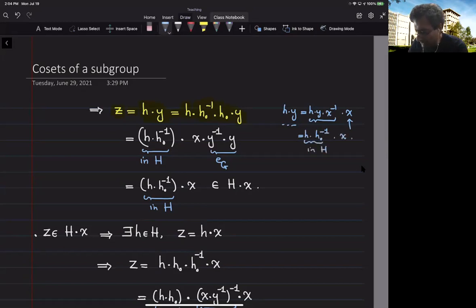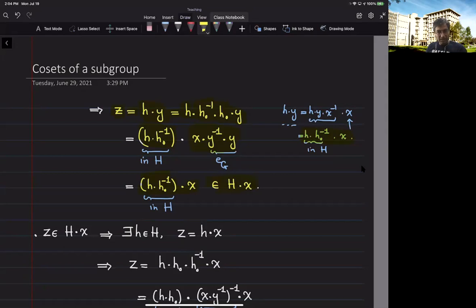Now here is an alternative way that I have written over here. I'm simply multiplying by h naught inverse and canceling it out. h naught is x times y inverse. This part is inside H, and x times y inverse times y is simply x, and we get the same result that we have over here. So z does belong to H dot x.